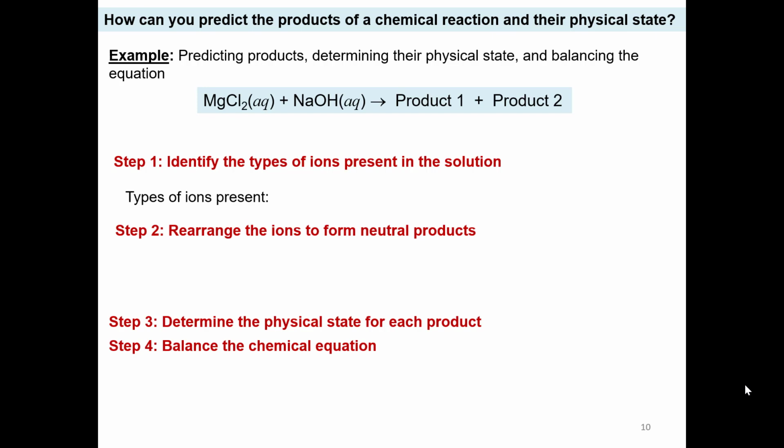Now let's try to answer this question. How can you predict the products of a chemical reaction and their physical state? To answer this question, we will follow these 4 steps. First, we will identify the type of ions present in the solution. The second step is to rearrange the ions to form neutral products. Step number 3 will be to determine the physical state of each product. And finally, in step number 4, we will balance the chemical equation. Let's start.